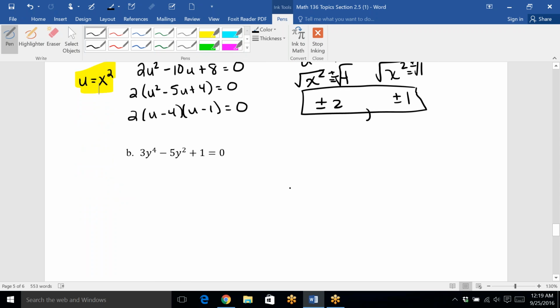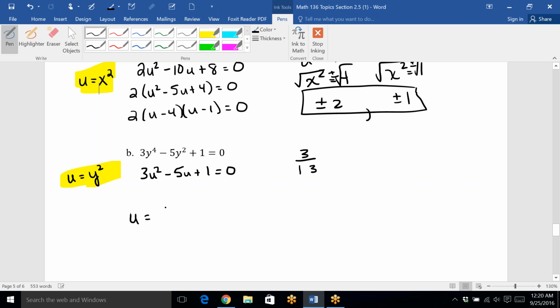For the next one, we would define u as y squared. Go ahead and highlight that. So this would become 3u squared minus 5u plus 1 equals 0. This trinomial is a little bit more difficult to try and factor, but we'll still try. 3 times 1 is 3. Factors of 3 are 1 and 3, and so therefore this doesn't factor because none of that will add up to 5. So we're going to have to use the quadratic formula.